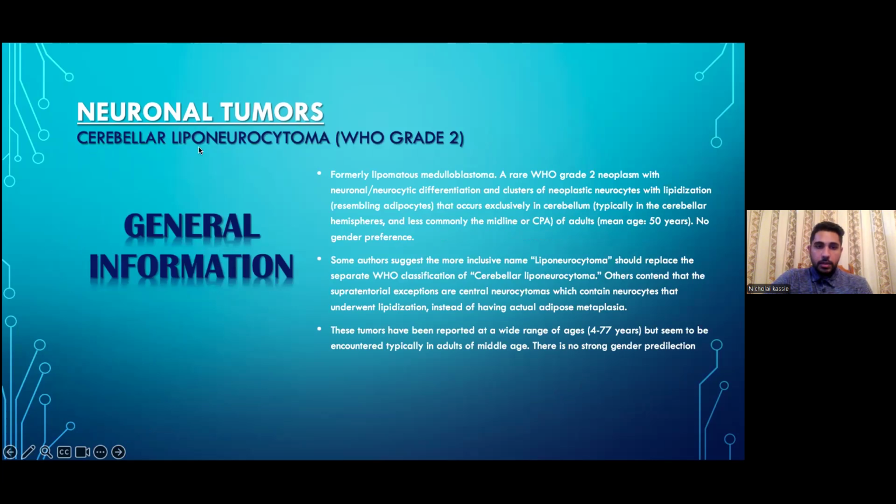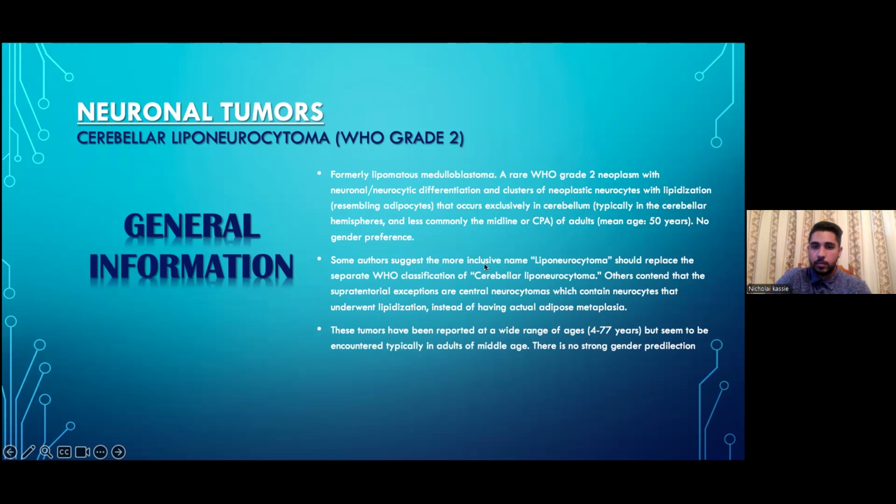Moving on to cerebellar liponeurocytoma, which I believe is the last one. Formerly lipomatous medulloblastoma, a rare WHO grade 2 neoplasm with neuronal slash neurocytic differentiation and clusters of neoplastic neurocytes with lipidization that occurs exclusively in the cerebellum, typically in the cerebellar hemispheres, less commonly found in the midline or the CPA of adults, and there's a mean age of 50 years old. No gender preference is seen with these types of tumors.